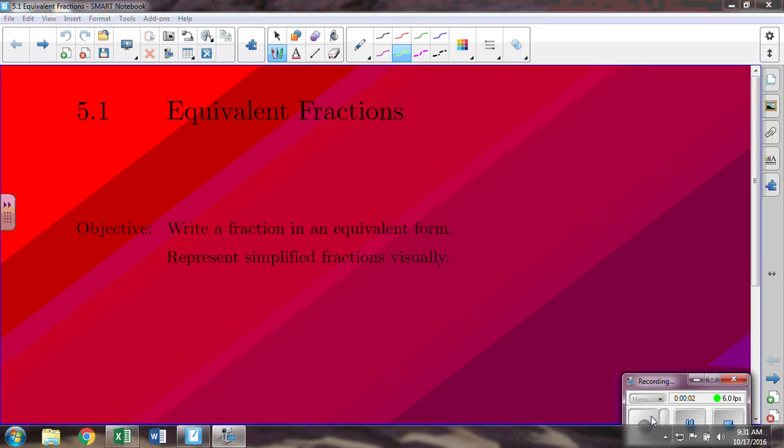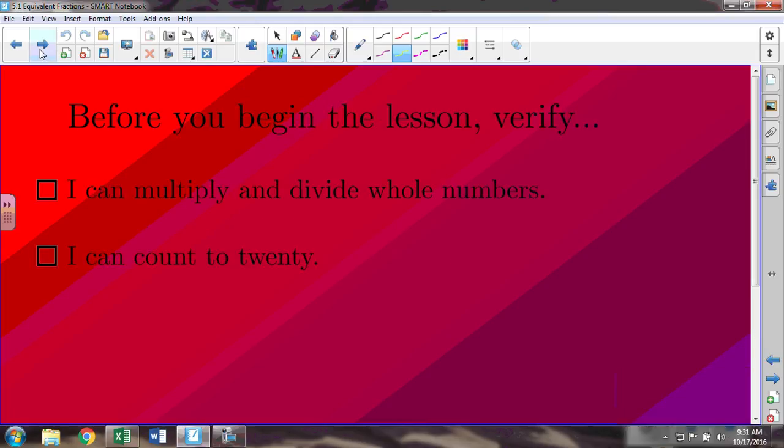In this lesson, we are going to discuss equivalent fractions. And we have only two objectives here. First, write a fraction in one of its equivalent forms, and also to represent simplified fractions with a picture. Now, a couple things that you need to be able to do. You have to be able to multiply and divide, and you need to be able to count as well.